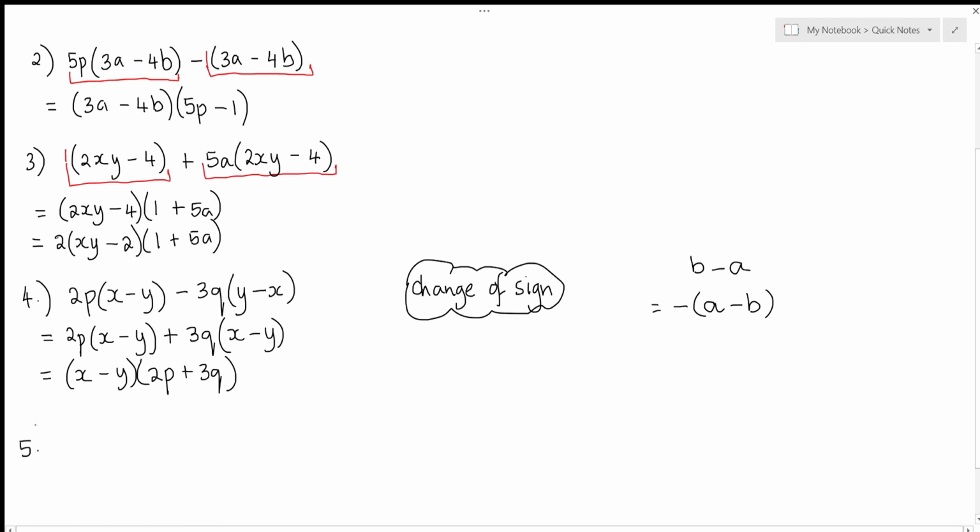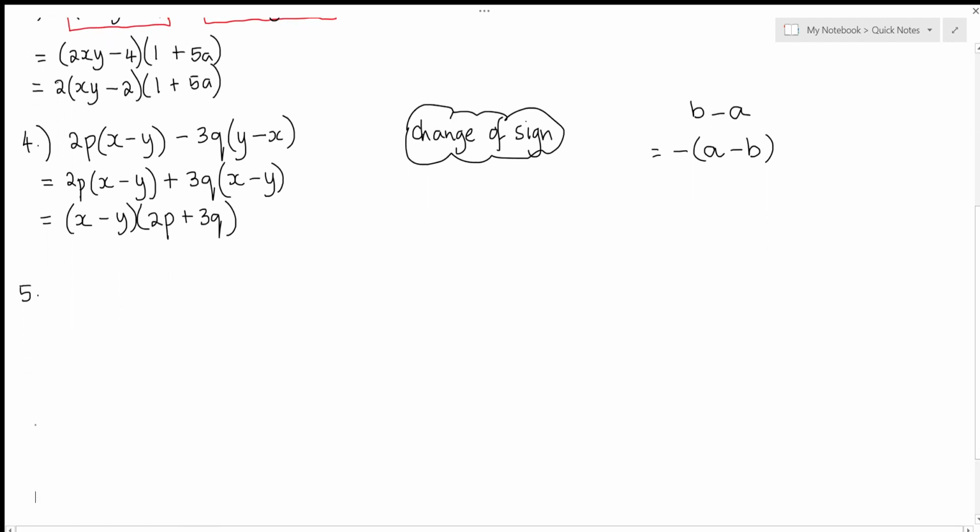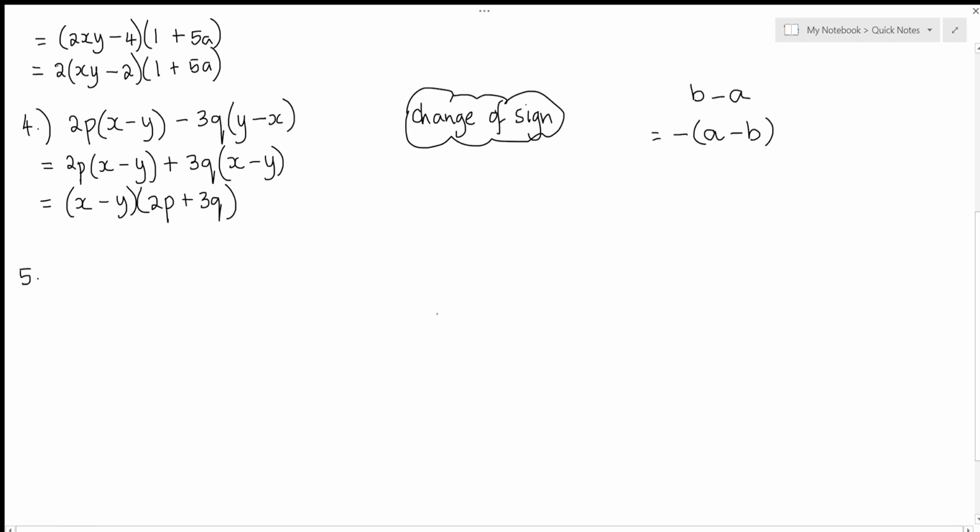Okay, let's have a look at number 5. Number 5 is m(m - n) - p(n - m). If we look at our second bracket, we'll see that we have a common factor there of p. So we would first need to take out our common factor, because as we're looking at it, we can see that we don't have identical brackets here.